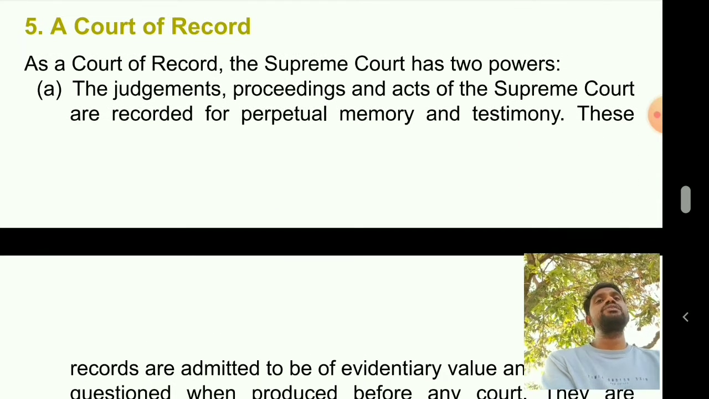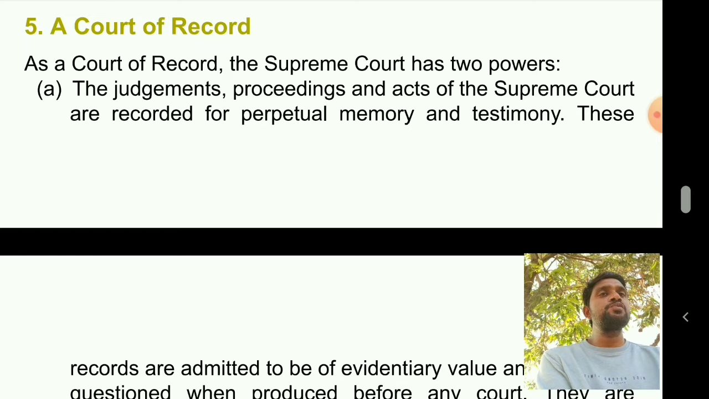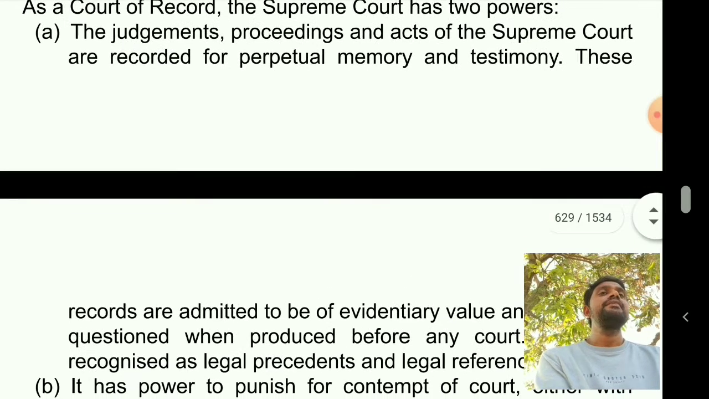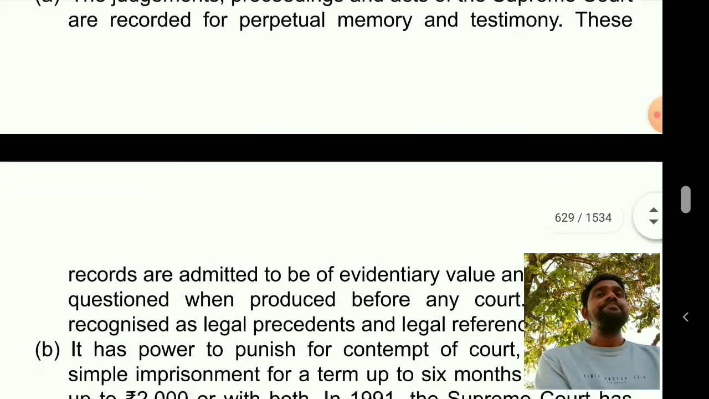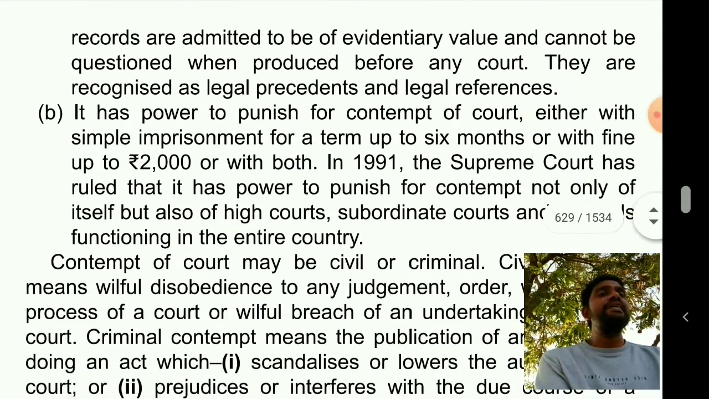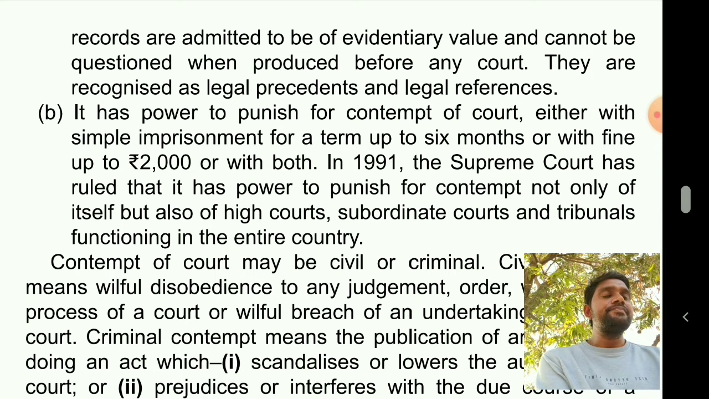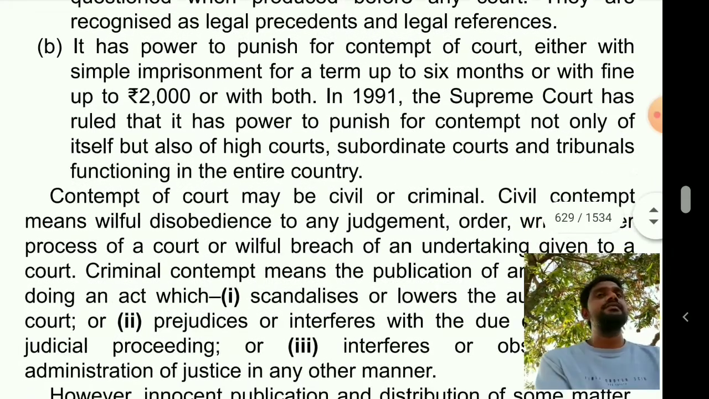Fifth is a court of record. As a court of record, the Supreme Court has two powers. A. The judgments, proceedings, and acts of the Supreme Court are recorded for perpetual memory and testimony. These records are admitted to be of evidentiary value and cannot be questioned when produced before any court. They are recognized as legal precedents and legal references.